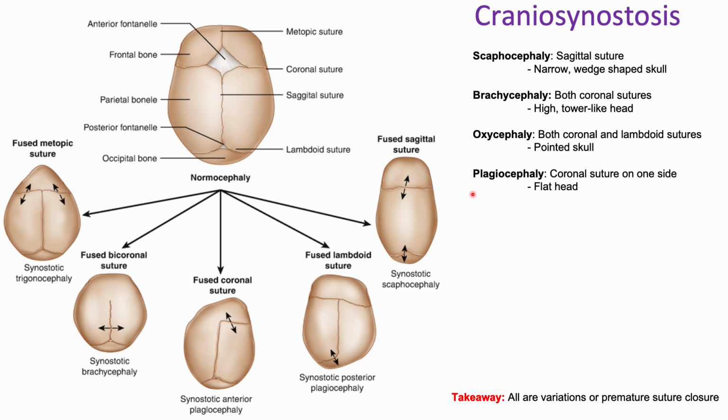Last, we have plagiocephaly, which is most commonly caused by a fetus or an infant laying on their head for too long on one side. This is going to cause the coronal suture on that side to fuse, and this is going to cause kind of a flat skull on the side of fusion, right? And that's plagiocephaly. So the big takeaway here is these are all variations of premature suture closure that is going to cause alterations in the development of the skull. And we classify these diseases in the category of craniosynostosis.